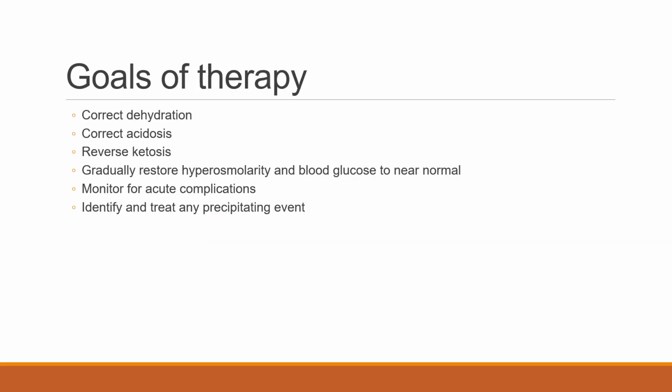So what are our goals of therapy in the management of diabetic ketoacidosis? We know that diabetic ketoacidosis patients have a lot of fluid deficit in the form of dehydration. That's why our main goal of therapy is correcting the dehydration. We have to correct the acidosis also, because acidosis in itself can cause a lot of complications and comorbidities. We have to reverse the ketosis. We have to gradually restore the hyperosmolarity and blood glucose levels to near normal.